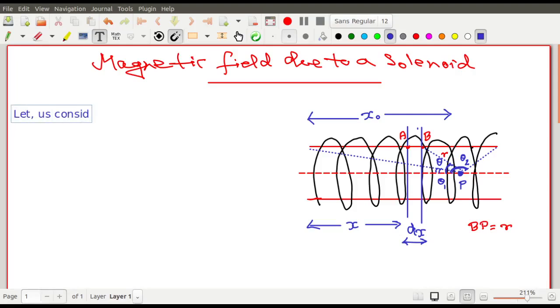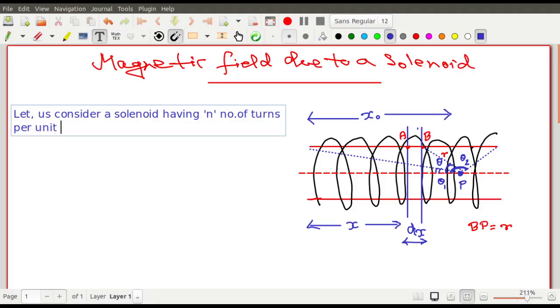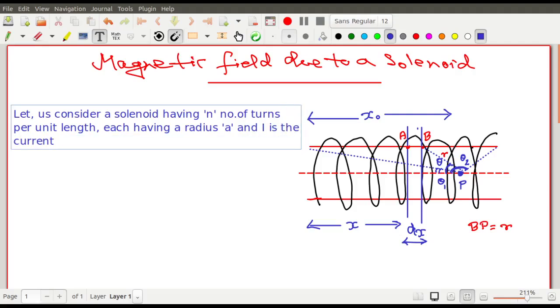Let us consider a solenoid having small n number of turns per unit length, each having radius a. Radius of the turns is a. প্রত্যেকটা radius হচ্ছে a. And capital I is the current flowing through it.